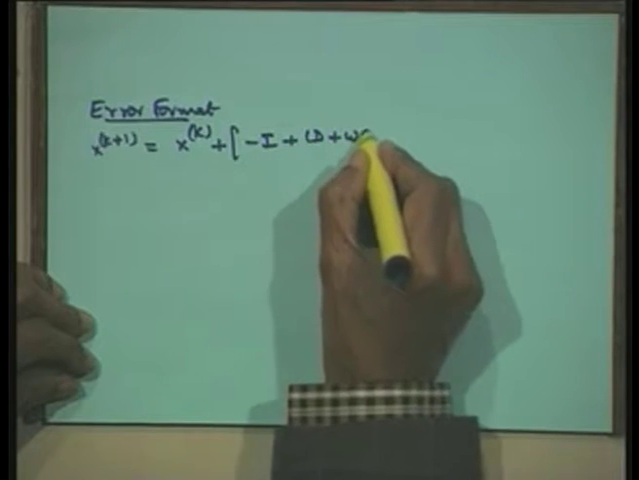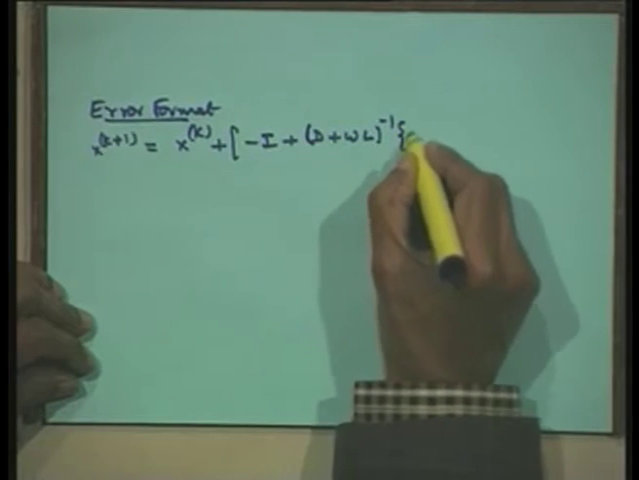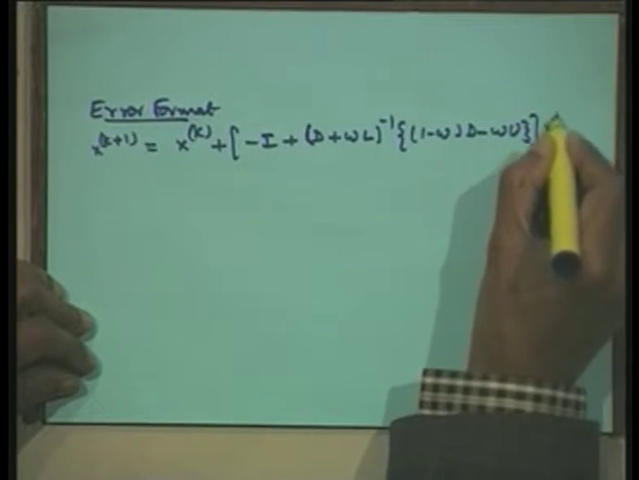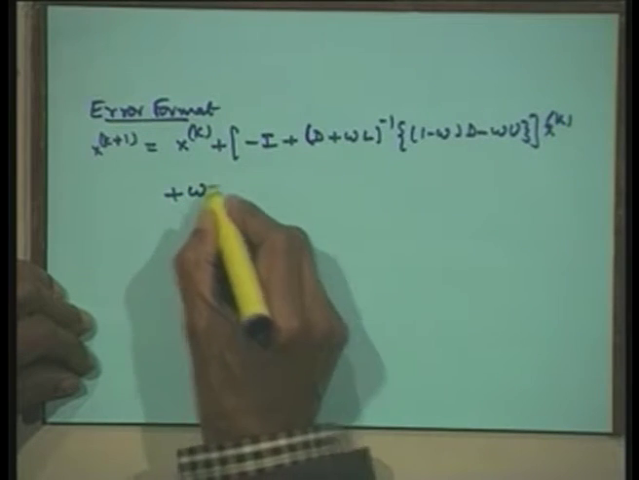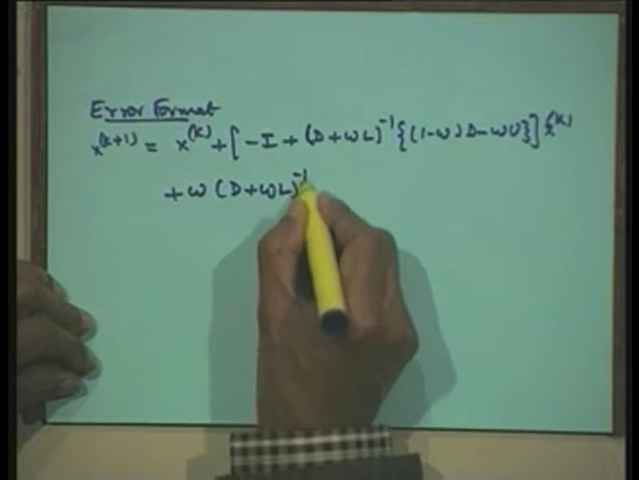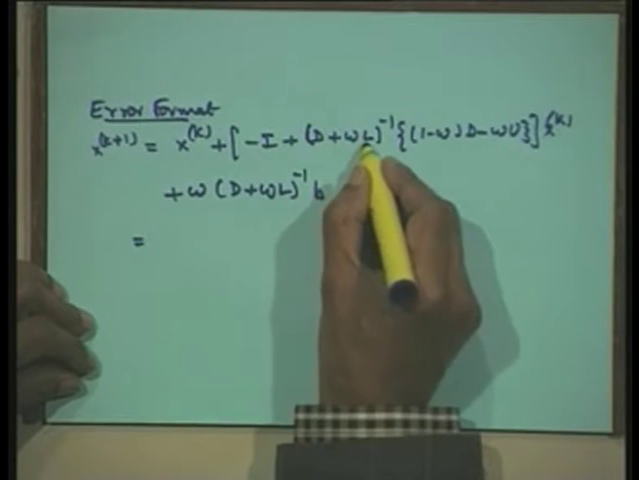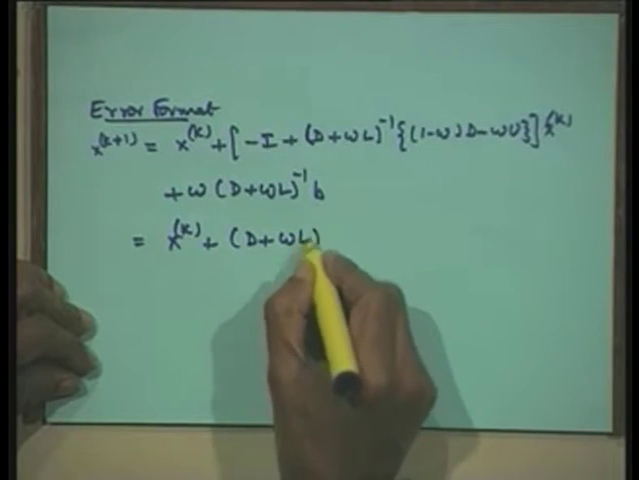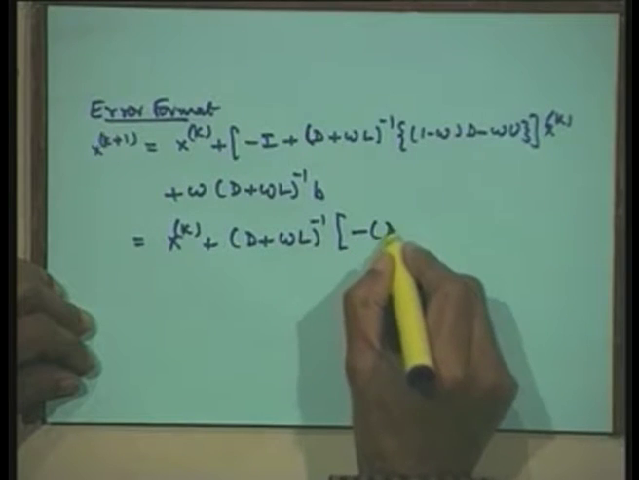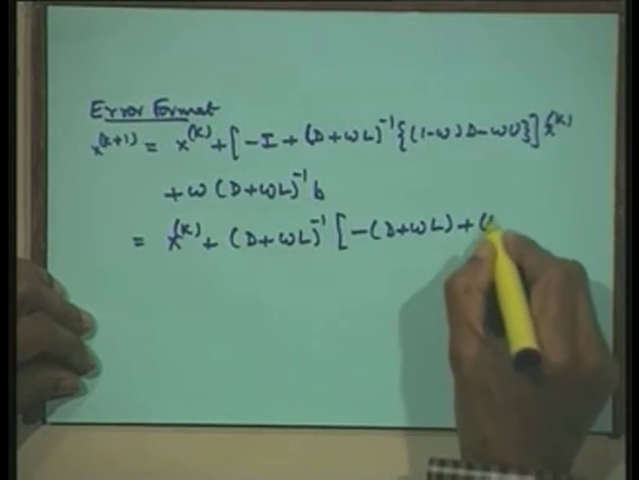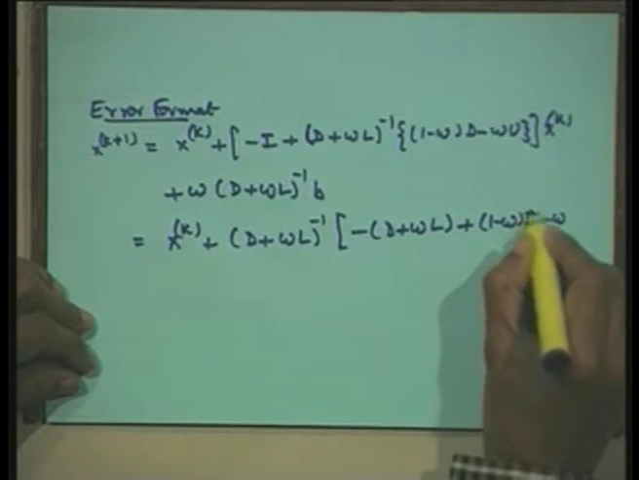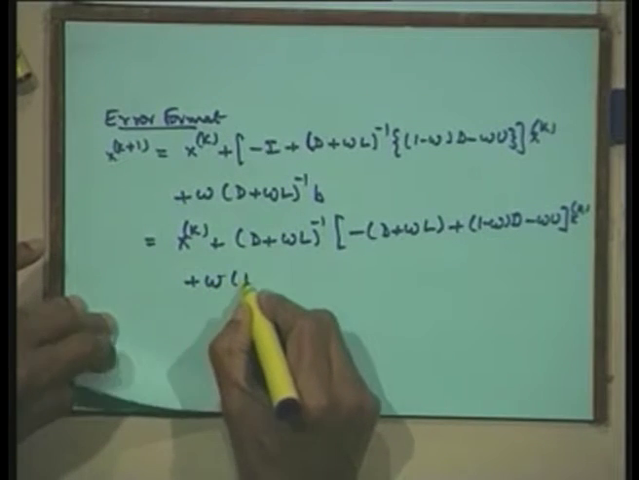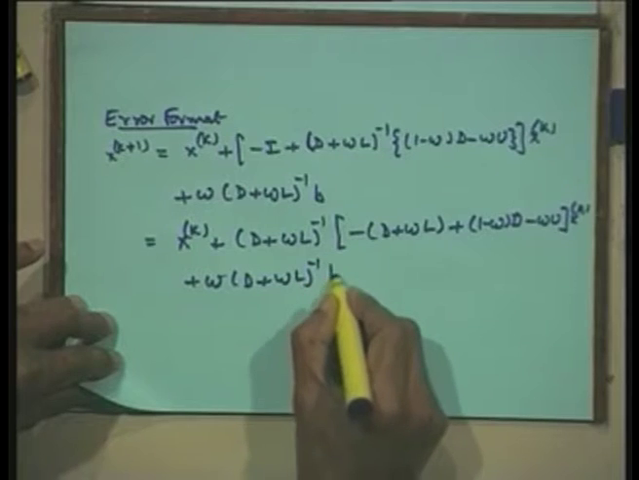D plus omega L inverse 1 minus omega into D minus omega into U x k plus omega D plus omega L inverse of b. Now, I take D plus omega L inverse outside. So, I get x k D plus omega L inverse into minus D plus omega L plus 1 minus omega into D minus omega U x k plus omega D plus omega L inverse of b.